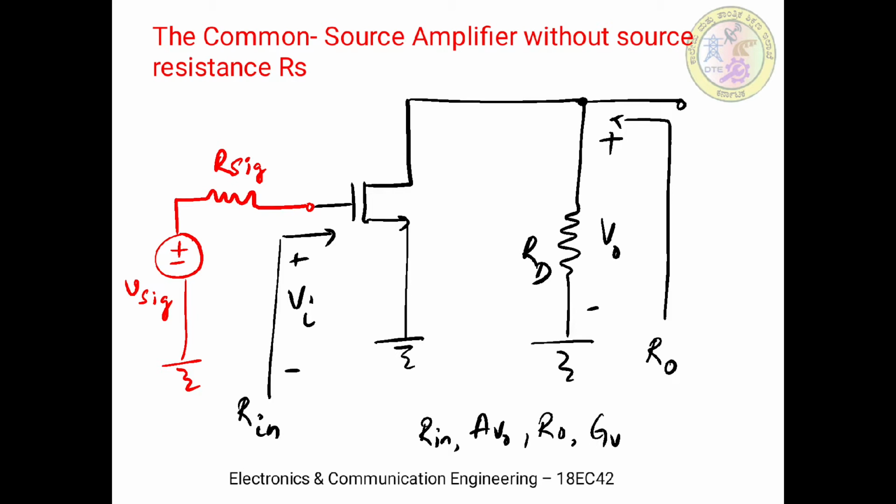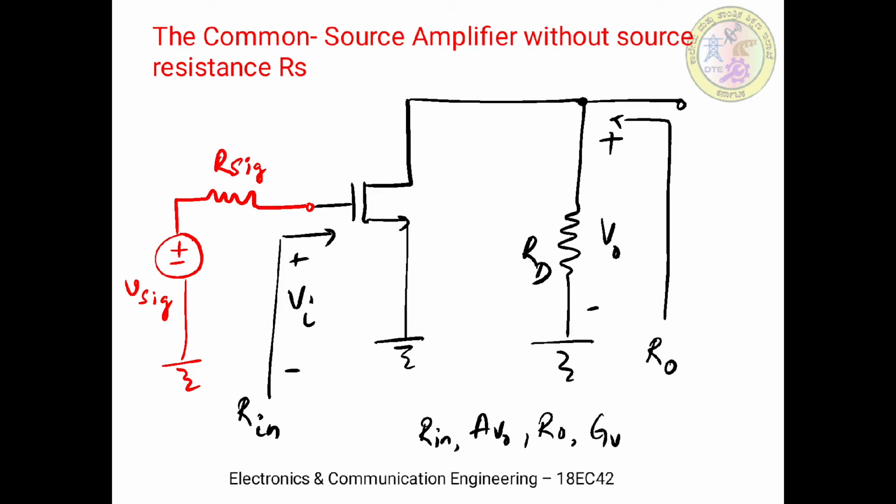Now the drain resistor here, that is RD, is also considered as part of the amplifier circuit, and whenever a load resistor RL is connected between drain and the ground, then RD will come in parallel with RL. Okay, so that we will see in the later stages. Now this is the basic common source amplifier circuit without source resistance RS.